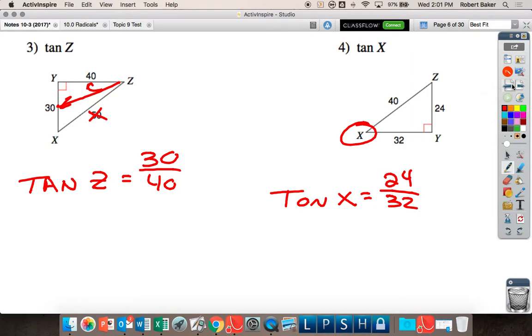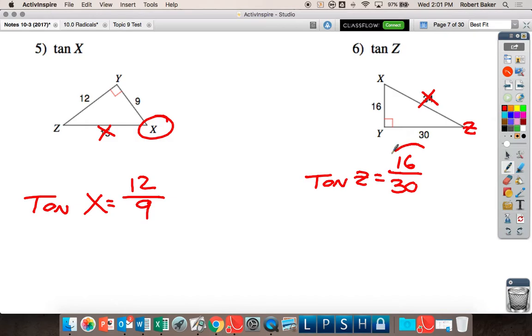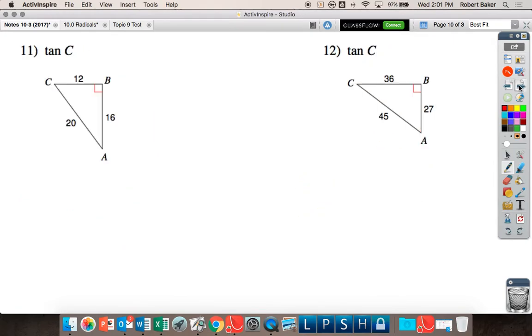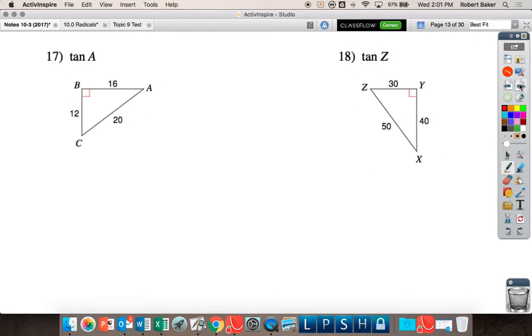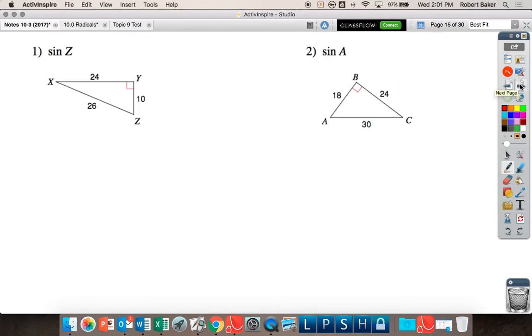So with tangent, your ratio can be either smaller than 1 or bigger than 1. But with sine and cosine, it can never be bigger than 1, ever. It will never work. So I'm going to skip all of these extra tangent questions so you have something to play with tonight. We're going to go to the sine questions, so the last page. Sure.